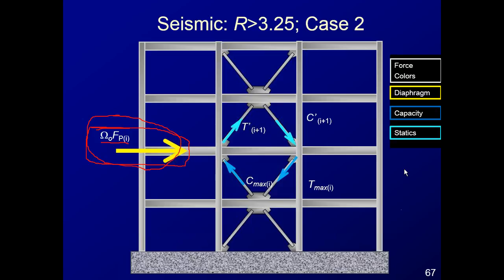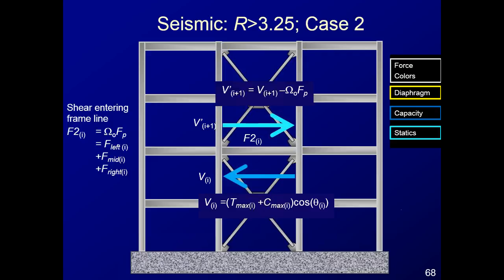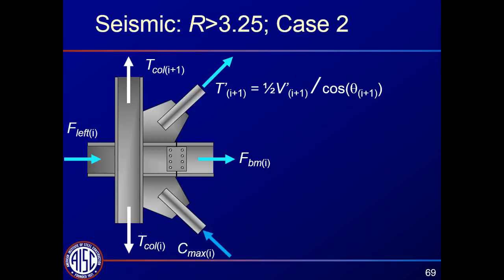We use our capacity design forces for the braces below, and for the braces above, we reduce them by some factor so that we end up with the sum of the forces in the horizontal direction equaling 0. So we know the capacity of the level below, and now we do a static adjustment to get the forces in the level above, in this case 2. And then we have the distribution of that collector force. So here is case 2.